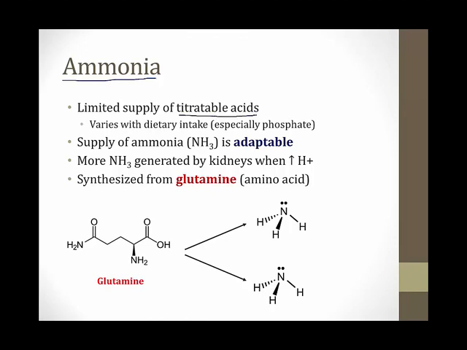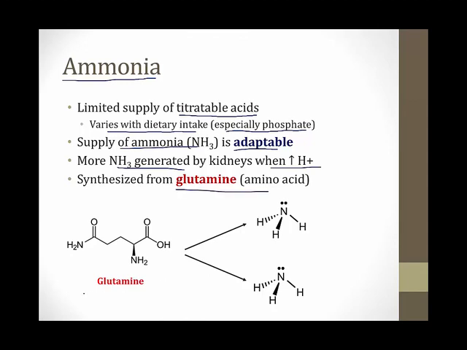of titratable acids. The supply of titratable acids varies with dietary intake, especially dietary intake of phosphate. So if the kidneys need to excrete large quantities of acid, titratable acids are not going to be sufficient to carry those protons out of the body. The supply of ammonia, on the other hand, is adaptable. The kidneys can generate more ammonia when they need to secrete more acid, and this makes ammonia a very important urinary buffer. Ammonia is synthesized from glutamine, an amino acid.